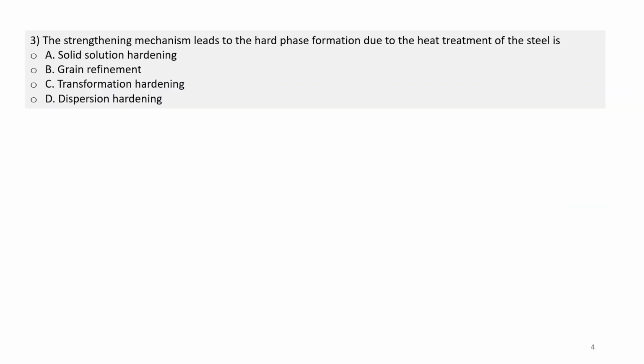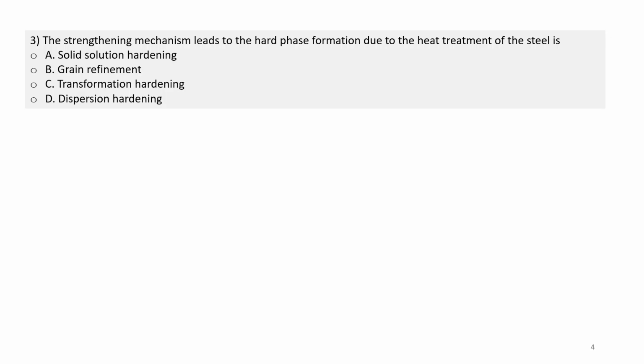Next question is, the strengthening mechanism that leads to hard phase formation due to the heat treatment of the steel is. Your options are solid solution hardening or strengthening, grain refinement, transformation hardening, or dispersion hardening. So you should know about all these strengthening mechanisms as well.